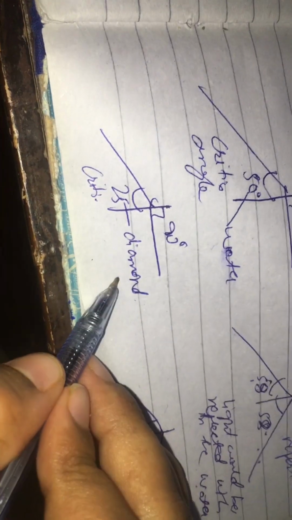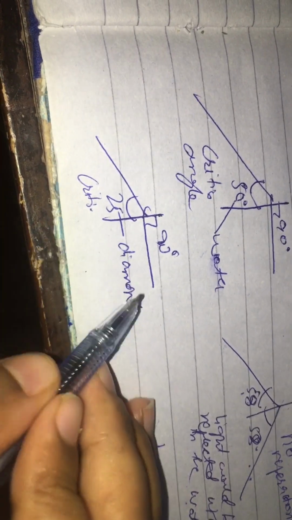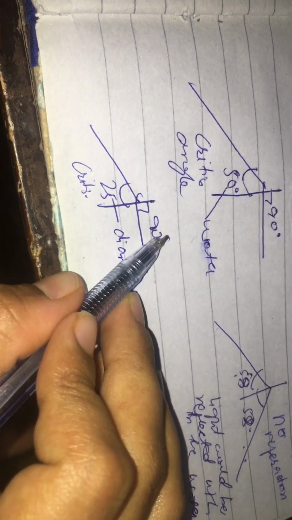This can be an example. Another example we have taken is of diamond. The critical angle of diamond is 25, and it makes a 90 degree angle. But here we have taken 30 degree, and when it moves back again, it would be reflected. So total reflection.